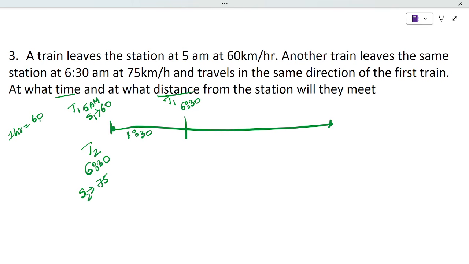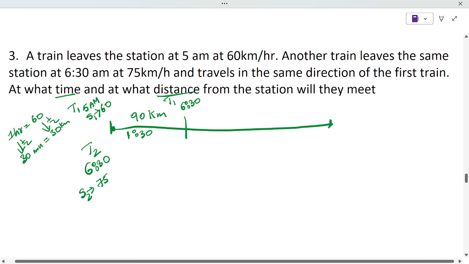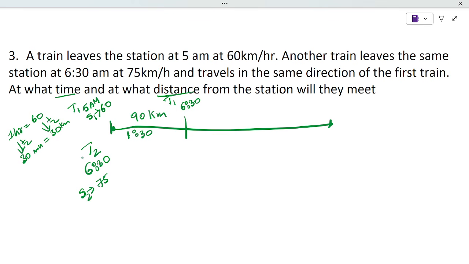So 1 hour is 60 minutes. 30 minutes is what part? Half of it, half of an hour. That means half means 30 km. So in 1 hour and 30 minutes it covers 90 km. Now at 6:30 a.m. train 2 starts moving, and train 1 is 90 km apart from the station.